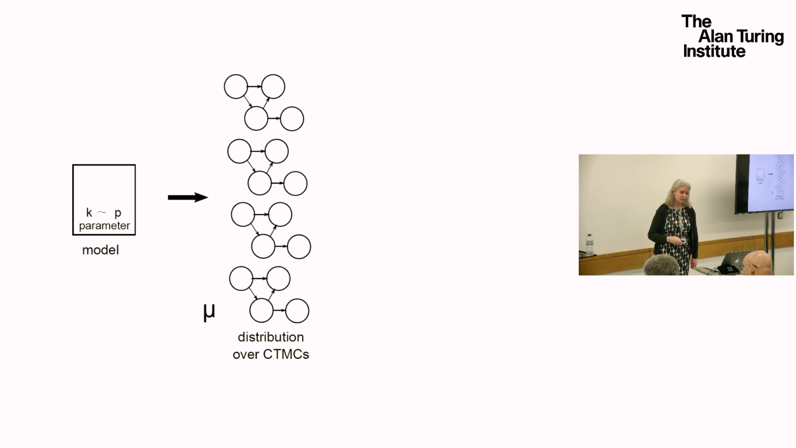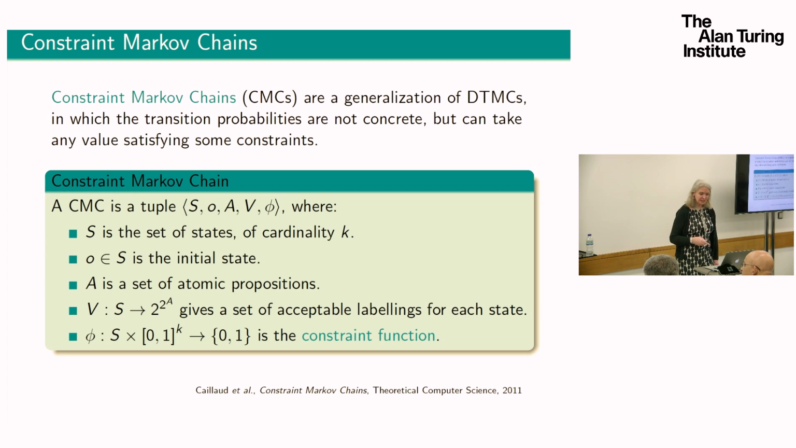So we looked around in the literature to see if somebody had done this before. It seemed like maybe somebody would have done. The closest we found was constraint Markov chains, which are a generalization of DTMC, discrete time Markov chains, in which transition probabilities are not concrete, but are subject to some constraints. And these are generalizations themselves of interval Markov chains, where you just have an interval for the probabilities, but these allow more compositionality by extending that to constraints.